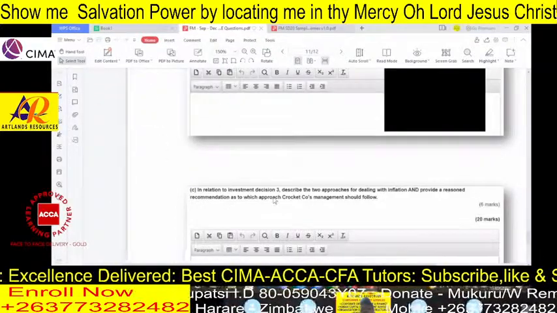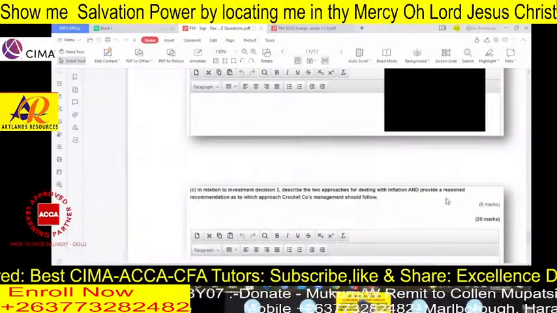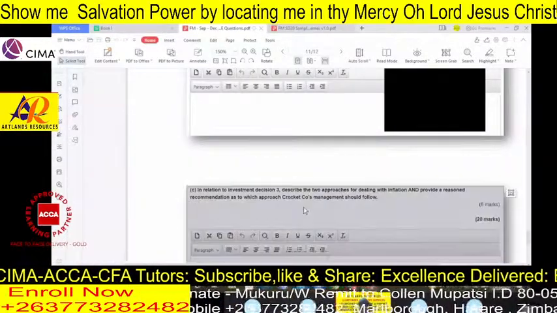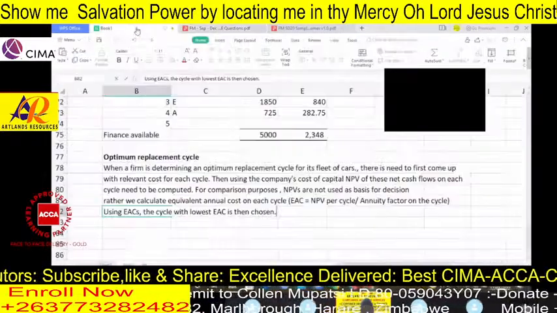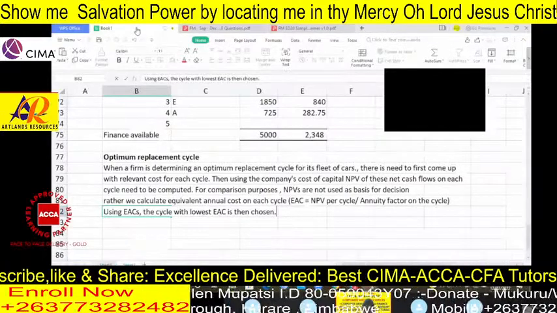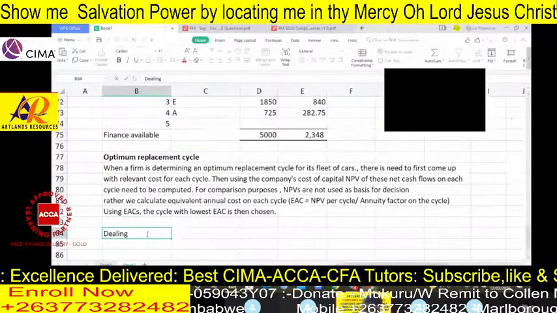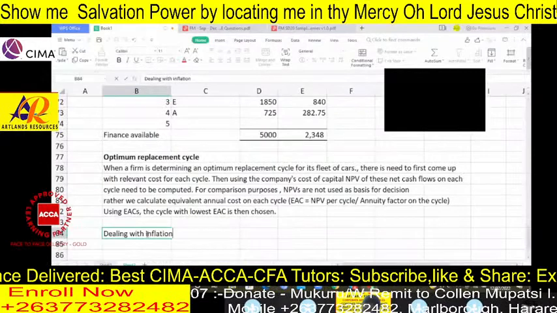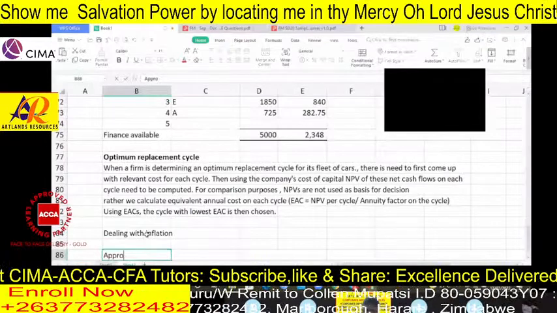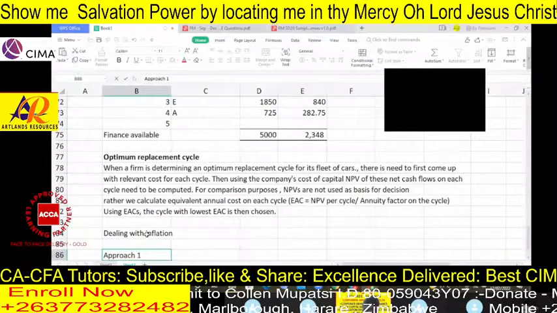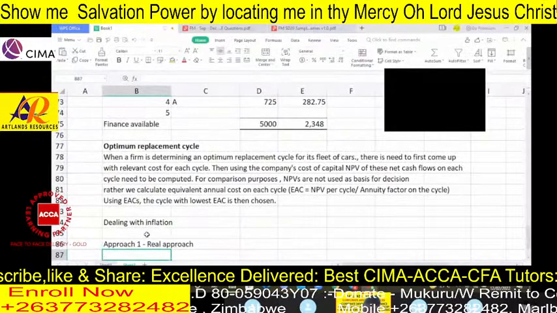Now, in relation to investment decision three, describe two approaches for dealing with inflation and provide a recommendation as to which approach Crockett management should take. When you are dealing with inflation, there are two approaches that you use. That's the last question now. Approach one, you use what is called a real approach. What does the real approach do?